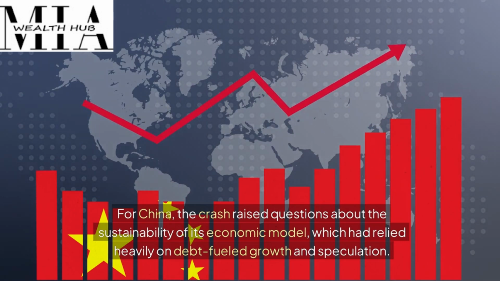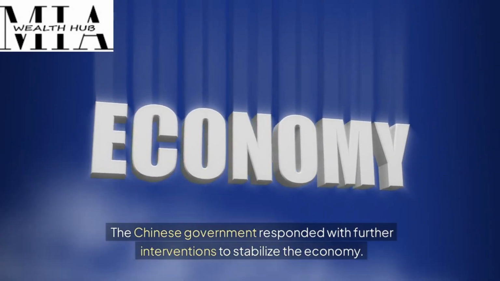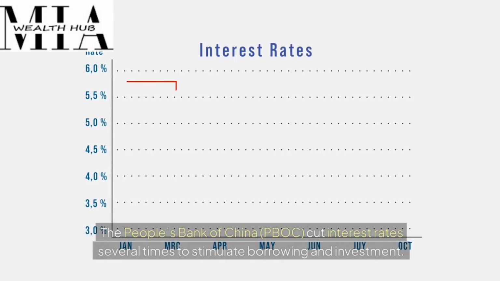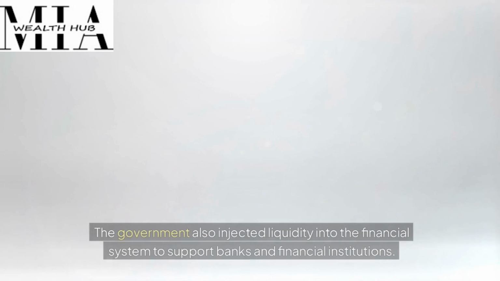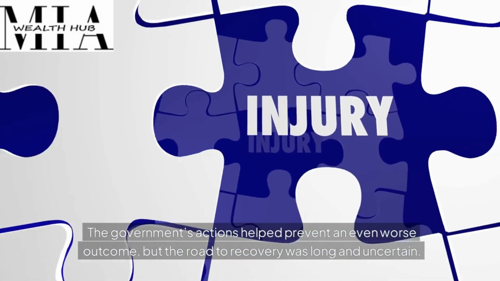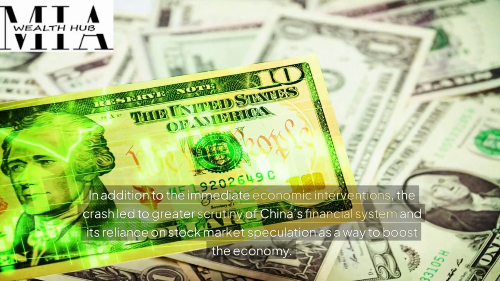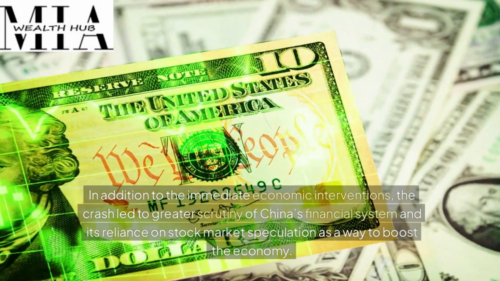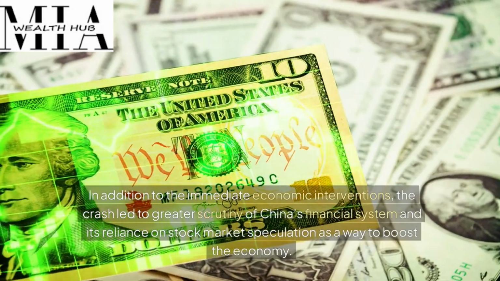Government's response. More intervention. The Chinese government responded with further interventions to stabilize the economy. The People's Bank of China, PBOC, cut interest rates several times to stimulate borrowing and investment. The government also injected liquidity into the financial system to support banks and financial institutions. Despite these efforts, the market continued to struggle for months after the crash. The government's actions helped prevent an even worse outcome, but the road to recovery was long and uncertain. In addition to the immediate economic interventions, the crash led to greater scrutiny of China's financial system and its reliance on stock market speculation as a way to boost the economy.